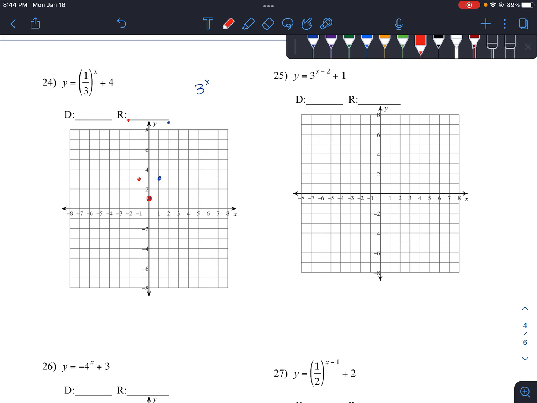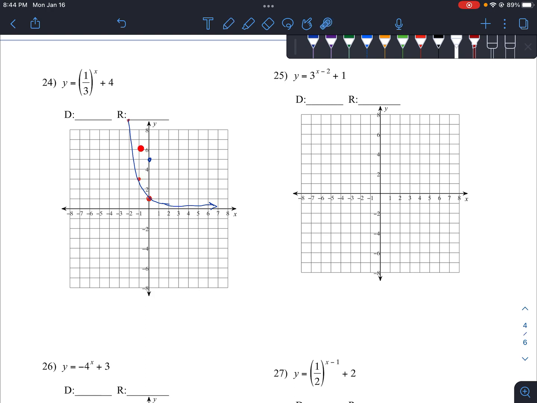So the actual graph for this function without the plus 4 would be like this right here, and remember the asymptote right there. Now let's account for the shift up 4. This means that everything will be shifted up 4. So this is going to go up 1, 2, 3, 4. So right here. This point right here will also go up 4.